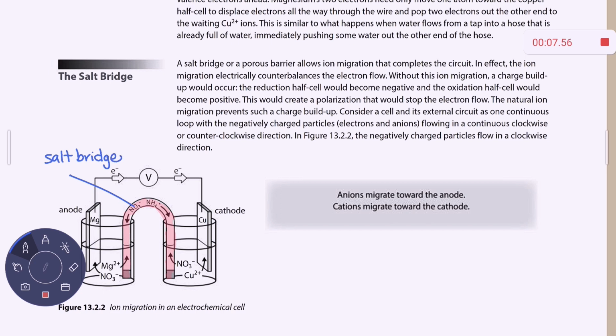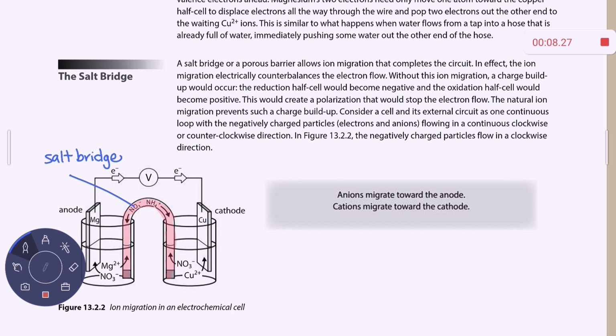So a salt bridge allows ions to move towards one half cell or the other, and it counters the direction in which the electrons are flowing. Because if we didn't do that, we would end up having an imbalance of charge, and then this reaction wouldn't be able to proceed. So basically the salt bridge allows this continuous flow of electrons to occur.